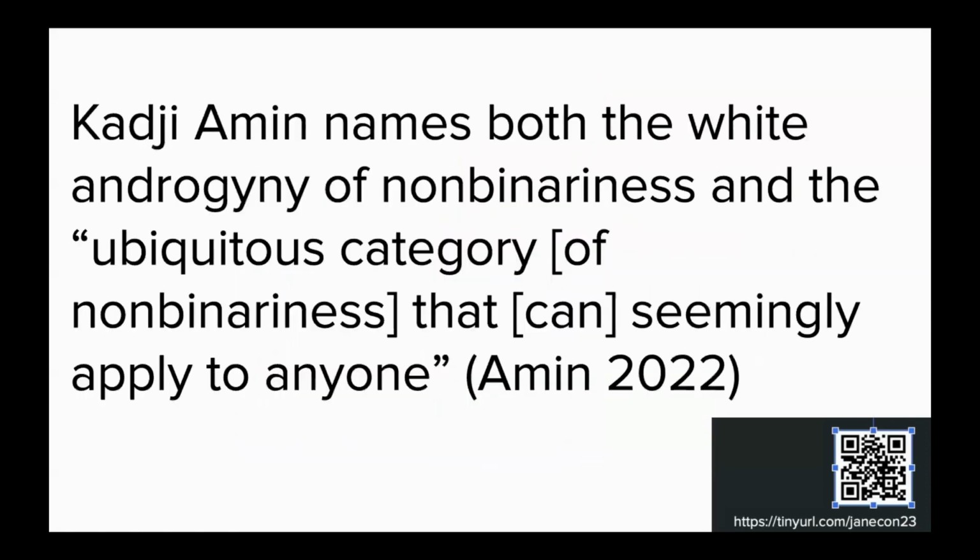is resistant to what Kadji Amin names as both the white androgyny of non-binariness and the ubiquitous category of non-binariness that can seemingly apply to anyone. Instead, Rue shows that it is not necessary to be androgynous or to cross, to be masculine and present feminine and vice versa, in order to be queer and trans, and also that there is something specifically feminine and queer that is in fact aesthetically, ontologically different from cis-heterosexual femininity.